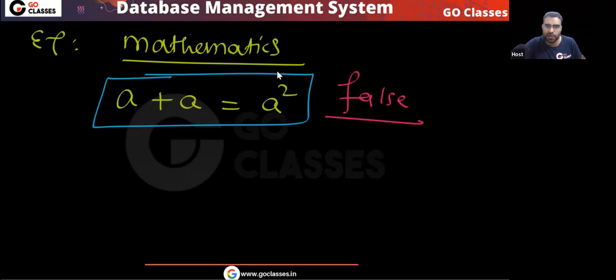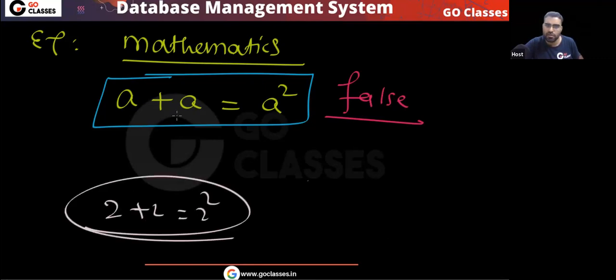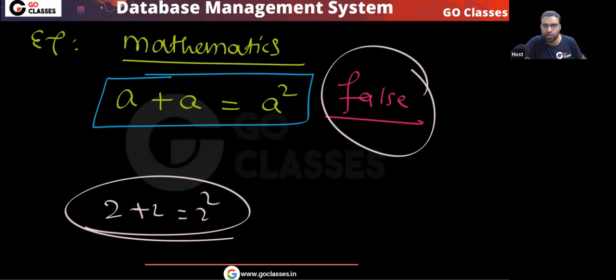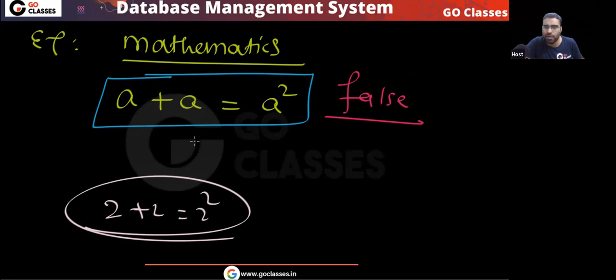Can I say it will never happen? It can happen, right? For example, 2 plus 2 is equal to 2 square. So remember, false does not mean that it will never happen. Is this understood? Please tell me.